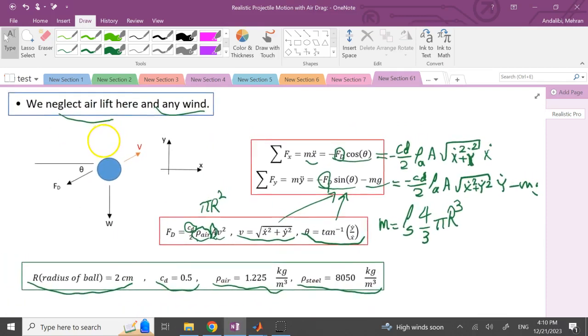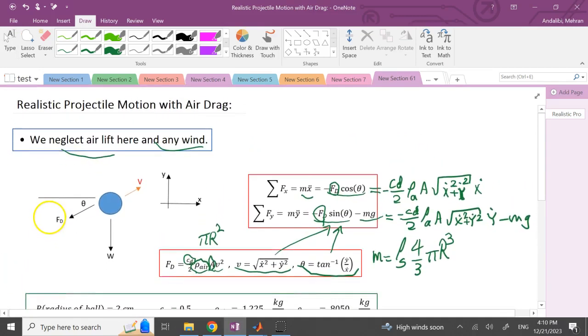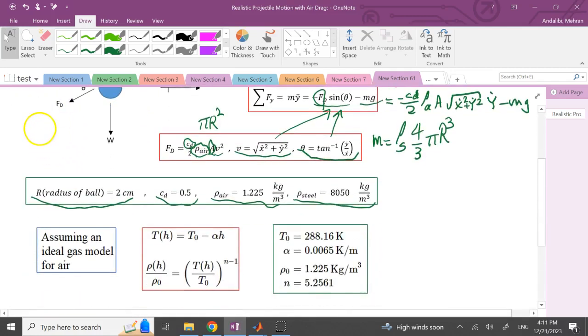Now here I want to raise the bar one more time and talk about the drag coefficient, which is not really constant, and the density of air, which is not really constant. So here we try to model the coefficient of drag and the density of the air as a function of velocity and elevation. And from there, then we can make it more realistic. So how do we do that?